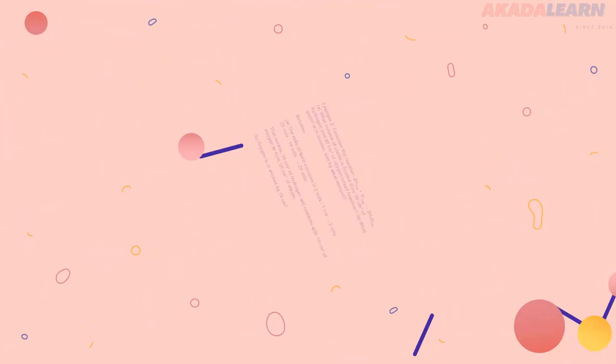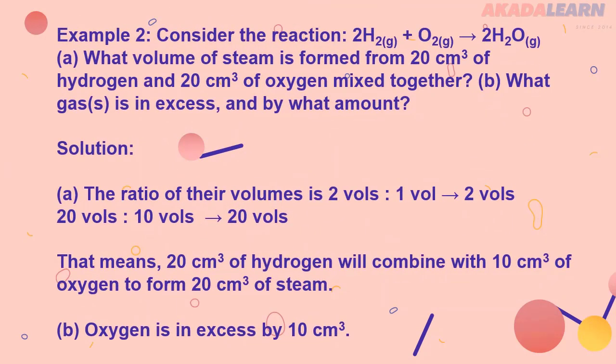Let's now look at a second example. Consider the reaction 2H2 plus O2 to give us 2H2O. A. What volume of steam is formed from 20 cm cubed of hydrogen and 20 cm cubed of oxygen mixed together? B. What gas or gases is in excess and by what amount? So let's look at our solution.